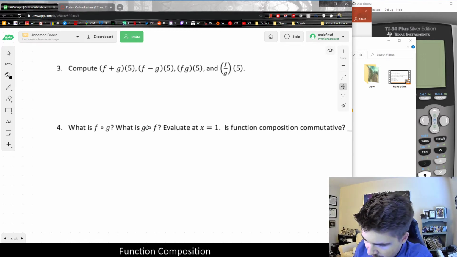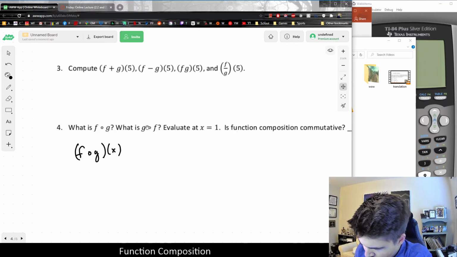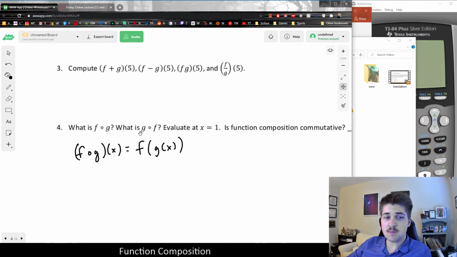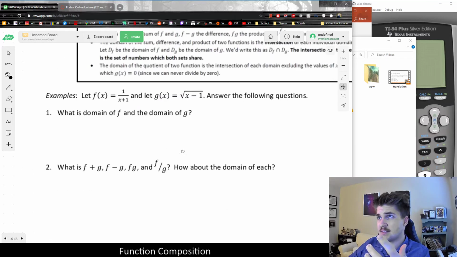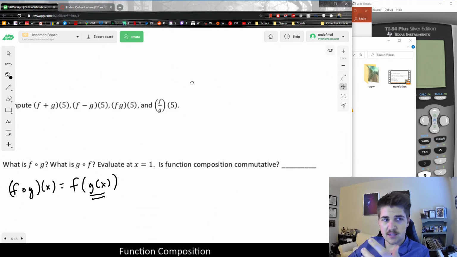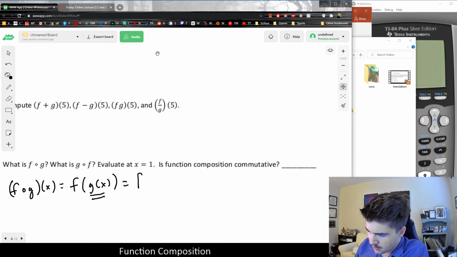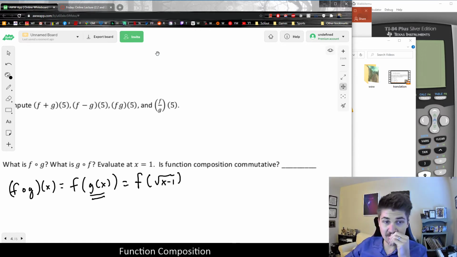So if we're going to look at f of g of x, how I like to write it is to just use the definition of what it is. f of g of x always means f parentheses g of x. What I recommend doing first is plugging in g, because I already know what g of x is. g of x is the square root of x minus 1. So I'm going to be applying f to the square root of x minus 1, because that's exactly what the g function is. Now, all this means is I'm going to take this expression and plug it into f.